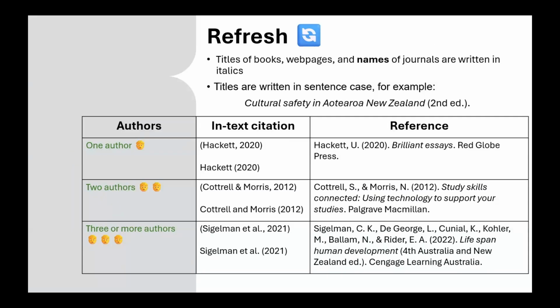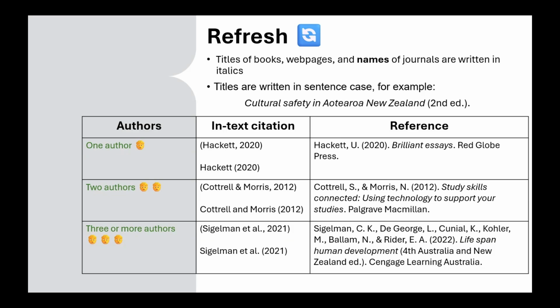To refresh, in the introductory session, we learnt that titles of books, web pages, and the names of journals are written in italics. Titles are written in sentence case, for example, Cultural Safety in Aotearoa, New Zealand. Cultural gets a capital C because it's the first letter of the first word, and then Aotearoa, New Zealand are proper nouns, so they would receive capital letters also.